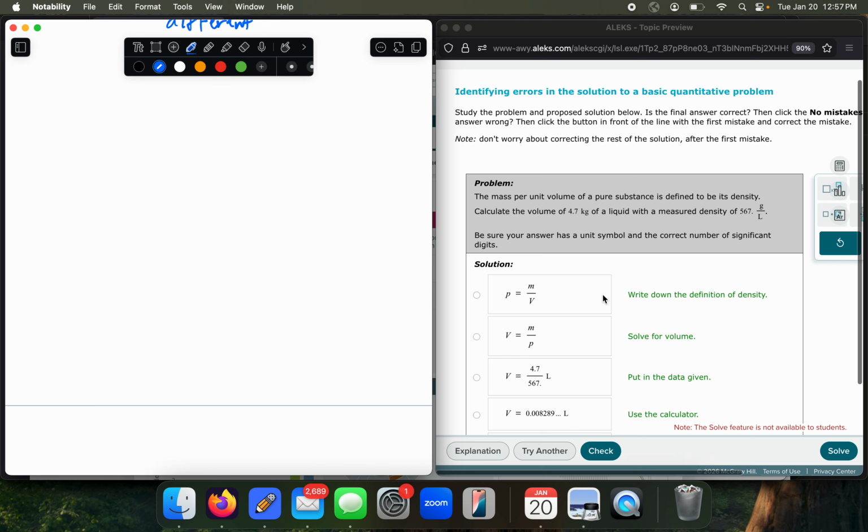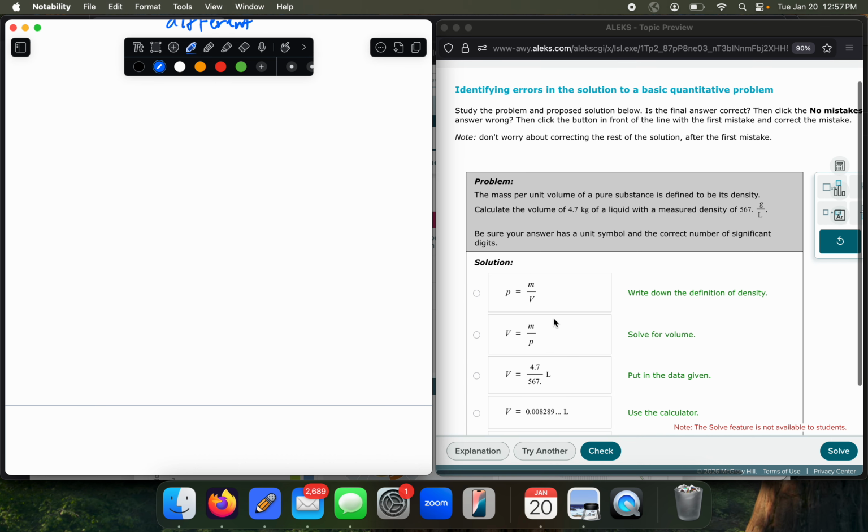We've got to find problems with this. So each time the direction is the same. If there's no mistakes here, just put no mistake, no big deal. If there is a mistake, we click the first one, the first mistake we see, fix it, and then move on. So let's see if we have a mistake here.